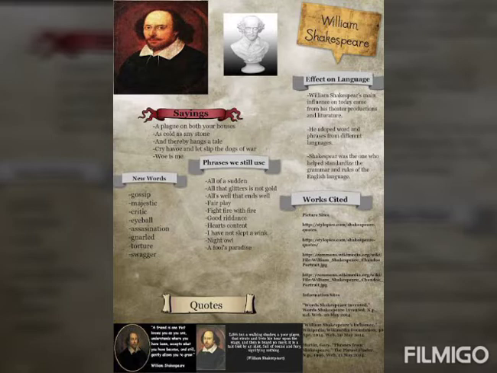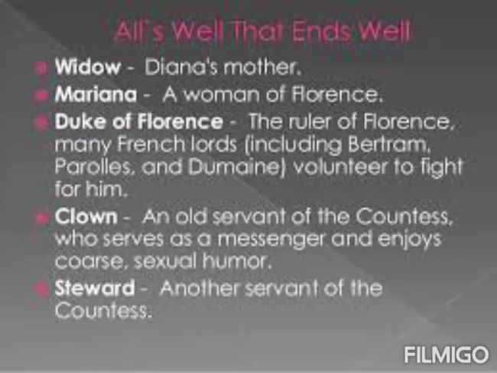Bertram is immediately upset and doesn't want to marry Helen. The king is angered by Bertram's disdain for Helen's lower social status and orders Bertram to marry her. Bertram relents, and they are married that night.